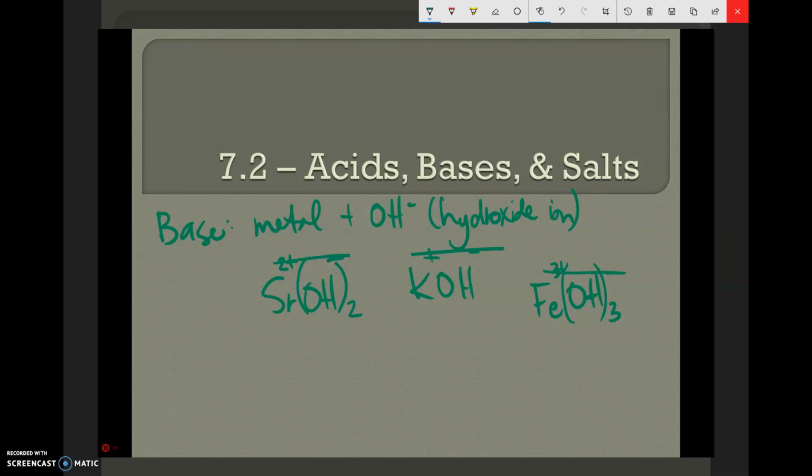The only base you need to know that does not follow this hydroxide rule, as far as just identifying a base from a formula, is ammonia. So ammonia is NH3. It looks like an acid, but it's a base, so make sure you know that ammonia is a base. It's a weak base, and for the other ones, make sure you're okay on identifying a metal with a hydroxide as far as identifying whether it's an acid or a base. Okay, I hope that helps.